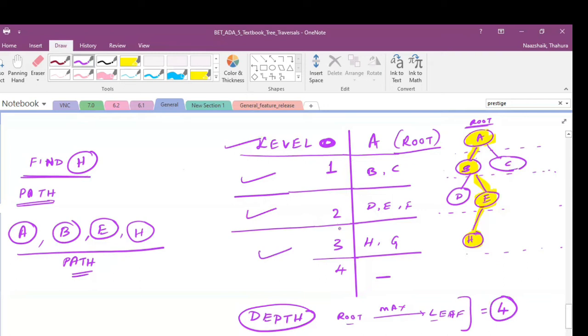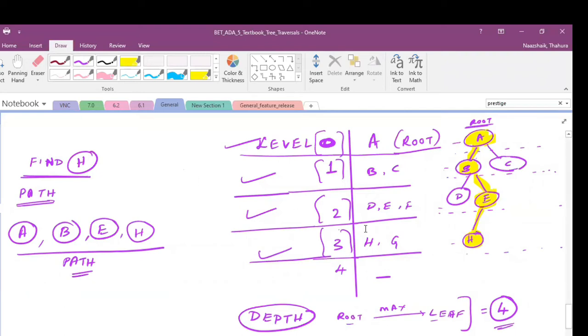Got it? Level is 0 to 3. Depth is 4. You can treat level like an array index, right? You used to start from 0, 1, 2, 3. And depth is something like the length of the array, where you count the number of elements. So the depth of the tree is 1, 2, 3, 4. 4 is the depth of the tree.